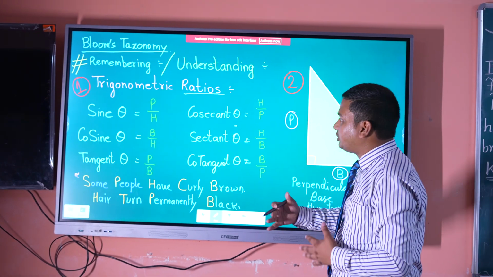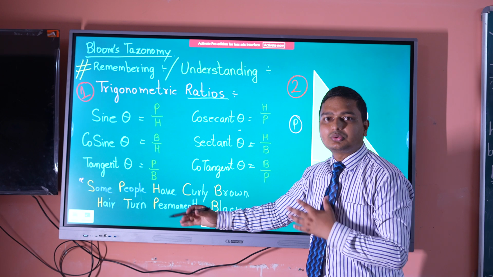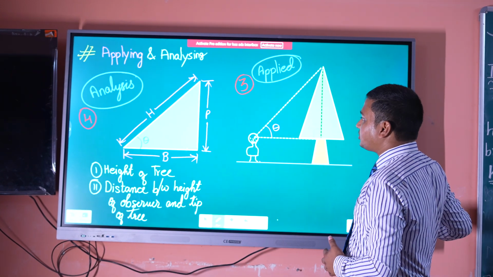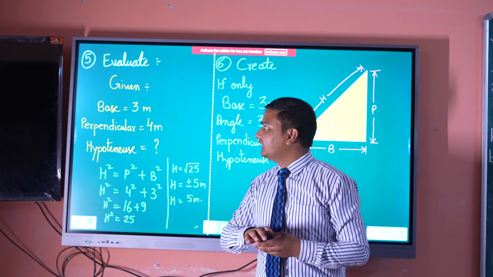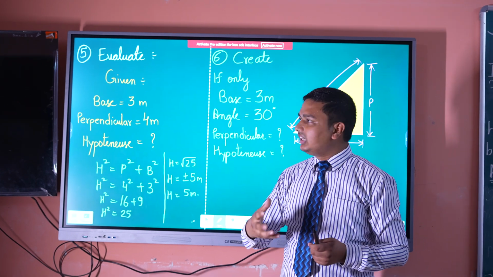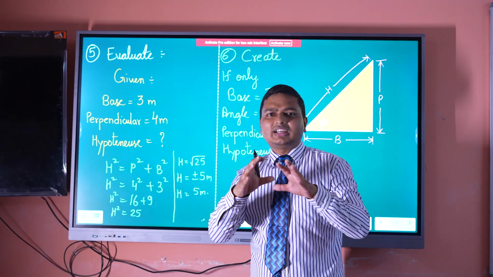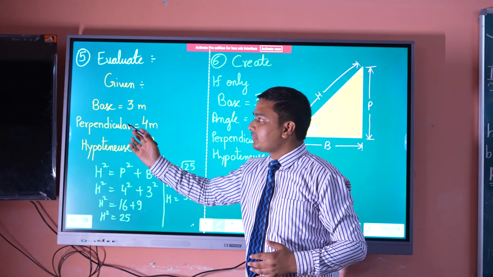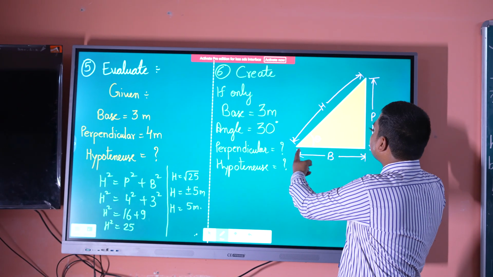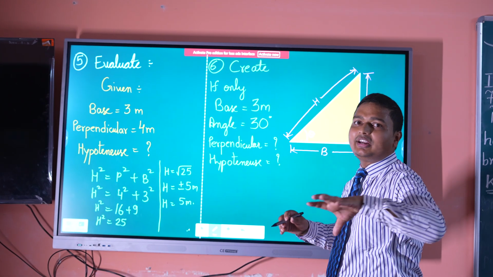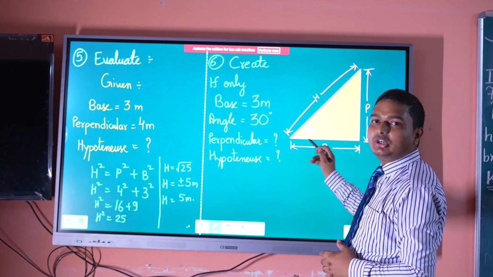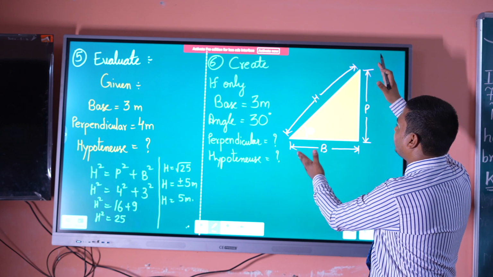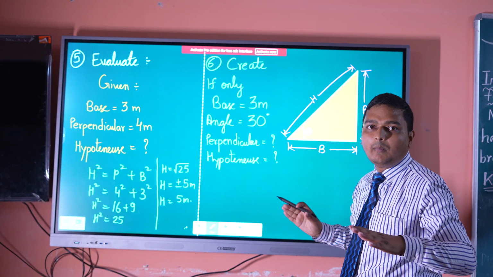Just before, let me revise again. Already there are certain ratios we can easily calculate. Now let's proceed to the next, the fifth part in Bloom's taxonomy, that is evaluate. Let's check. I have taken a simple example by which I am going to explain. First one is known as base. As I told you, this one is base, this is perpendicular, and this is hypotenuse. If you are getting confused, let me revise again. This is your theta. Theta means what? Opposite of theta will always be the perpendicular.